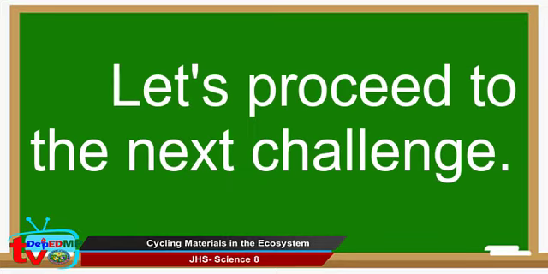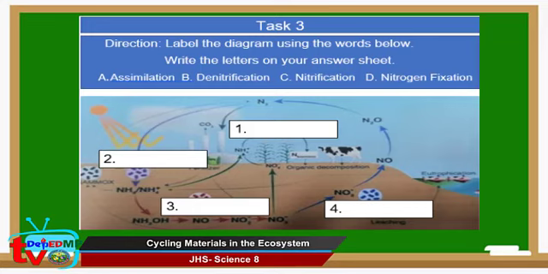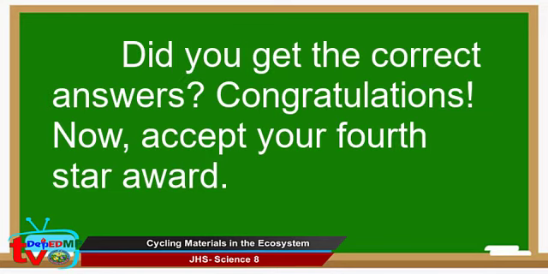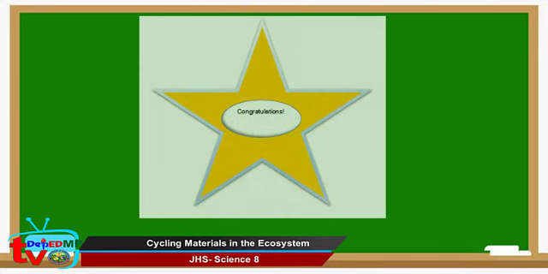For task 3, label the diagram using the words and write the letters on your answer sheets. You may pause this video as you answer task 3. You may start now. Now let's check your answers. The answers are 1. A, 2. D, 3. C, and 4. B. Did you get the correct answers? Congratulations! Now accept your 4th star award.